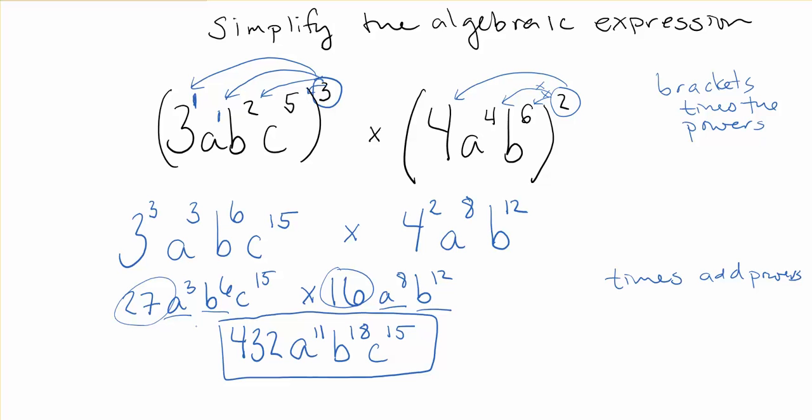So my final answer there is 432, a to the power of 11, b to the power of 18, c to the power of 15. So just do these in two steps. Think about getting rid of your brackets first, then looking at timesing or adding or dividing or any steps that you've got next after that. So it's all the same rules that we've been working on, just applying them in multiple steps.